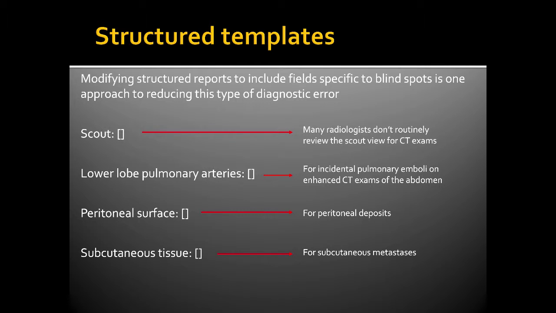You can have a field for the peritoneal surface. Peritoneal implants are one of the most common misses in departments who do a lot of cancer imaging. You can also have a field for the subcutaneous tissues in order to find subcutaneous metastases, particularly for cancers like melanoma and RCC.